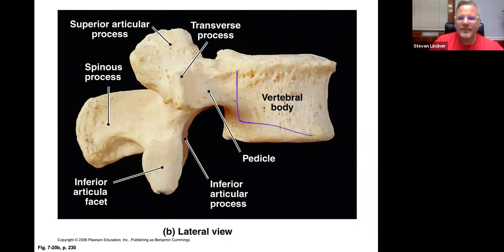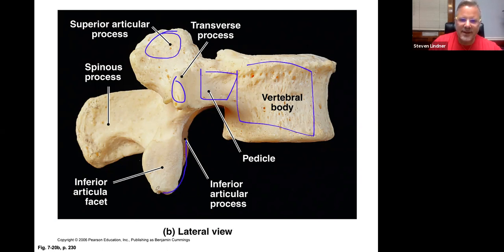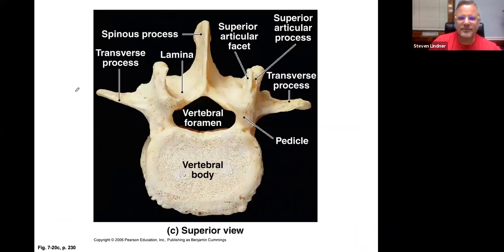Vertebral body, lumbar vertebrae, here's your pedicle, transverse process. There's your superior articulating process. Here's your inferior articulating process. Because it's facing us, we can see the inferior articulating facet right there. And there's the short knobby spinous process.